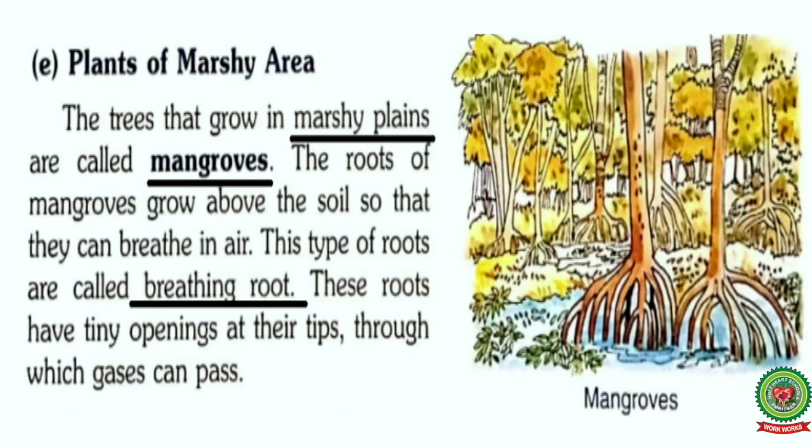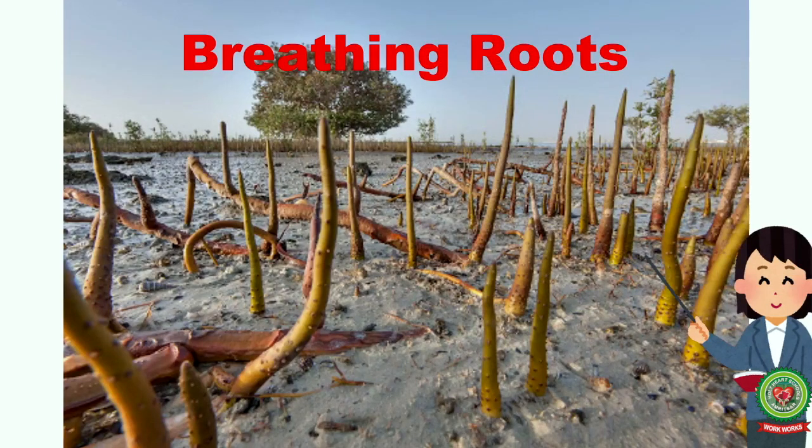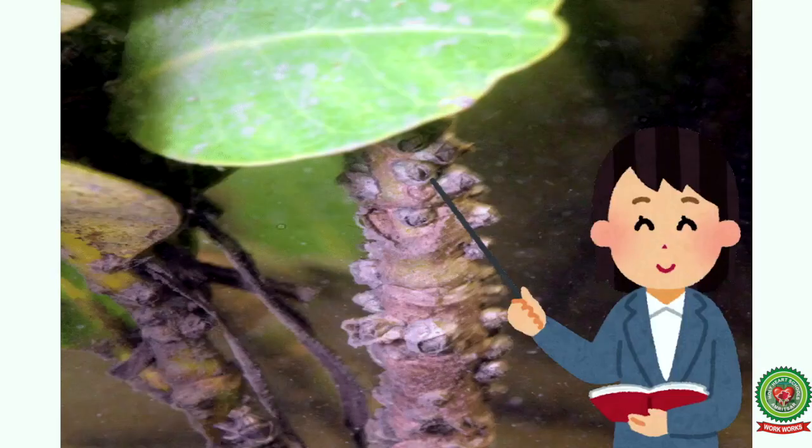The roots of mangroves grow above the soil so they can breathe in air. This type of roots are called breathing roots. So students, the plants which grow in marshy areas have breathing roots, which means their roots grow above the soil so that they can breathe the air. In addition to it, at the top of the root, they have small pores that help in exchange of gases.